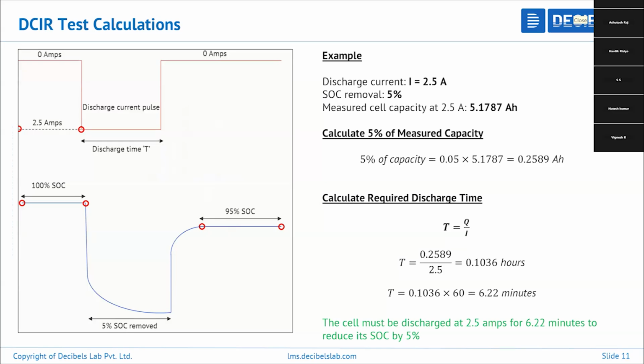Now to remove this 0.2589 capacity, we need the required discharge time. We can calculate T is equal to Q upon I, and based upon that we get 6.22 minutes. We just need to set the pulse duration, so the pulse will remove 5% of your capacity. Same thing in the charging mode also.